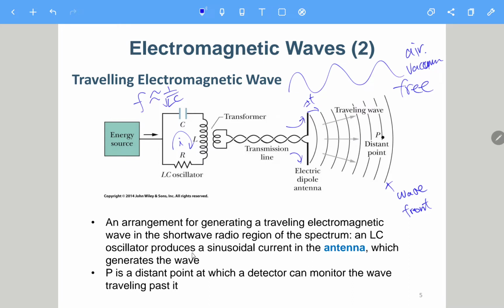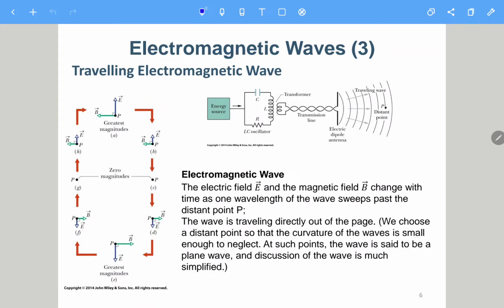Okay, so an LC oscillator produces a sinusoidal current in the antenna, which generates a wave, and P is the distant point at which a detector can monitor the wave traveling past it. So here is just some observation in the textbook. It's trying to explain what it is in a very simple, layman way. So it says, due to the observation at this point P, you can see that.